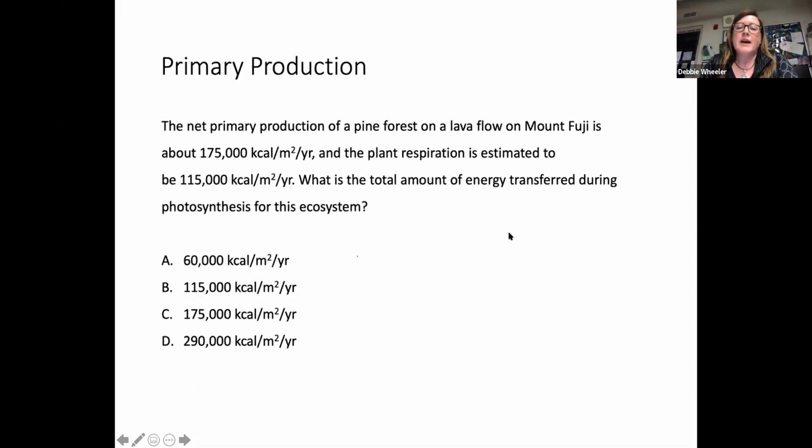Okay. Here's a calculation problem. You aren't going to have calculations on this exam, but this is a fairly simple one. Might not even really require a calculator, but let's give it a go. The net primary production of a pine forest on a lava flow on Mount Fuji is about 175,000 kilocalories per meter squared per year, and plant respiration is estimated to be about 115,000 kilocalories per meter squared per year. What is the total amount of energy transferred during photosynthesis for this ecosystem? So think about that equation that we had up. Go ahead and do some relatively simple math and see if you can come up with a good answer.